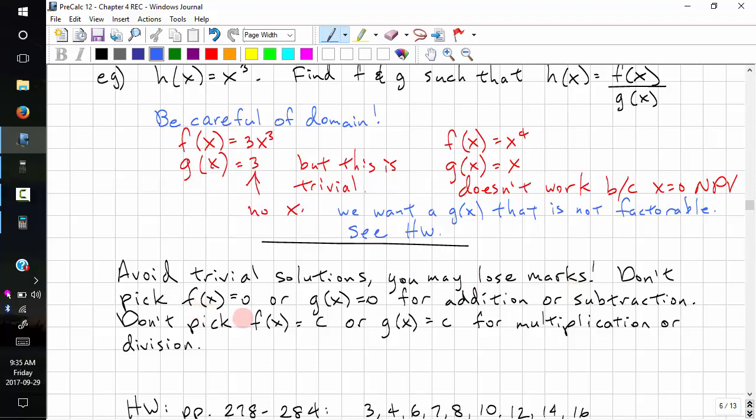Don't pick f of x or g of x equal to 0 for addition and subtraction. And don't pick f of x equals c or g of x equals c for multiplication or division. Okay, so that's just a constant term. No variable in the function.